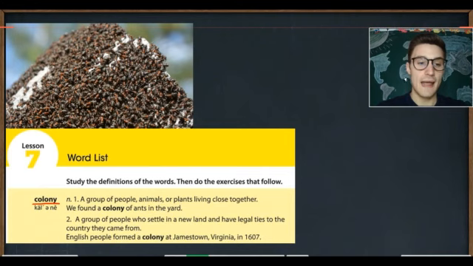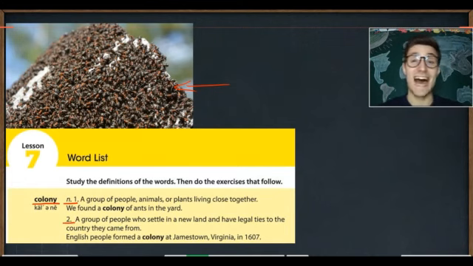So the first noun meaning for colony is the name of a group of people, animals, or plants living close together. A colony, right? People, animals, or plants living close together, a group of them. We found a colony of ants in the yard. Here we can see a colony of ants. They're ants who live together in the same nest.